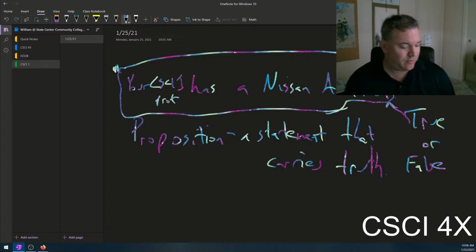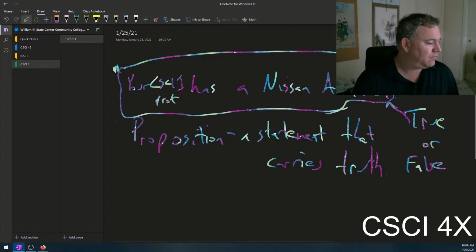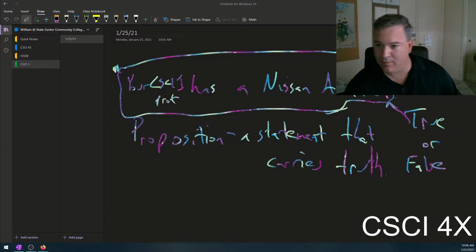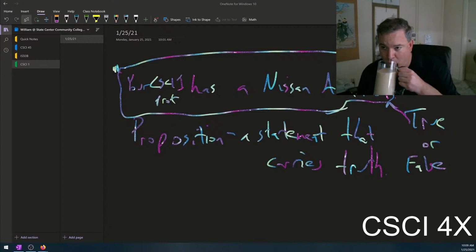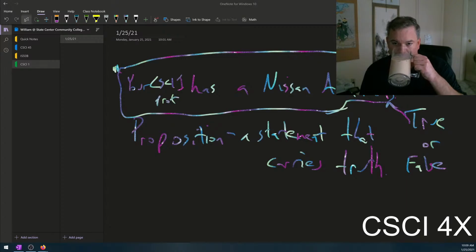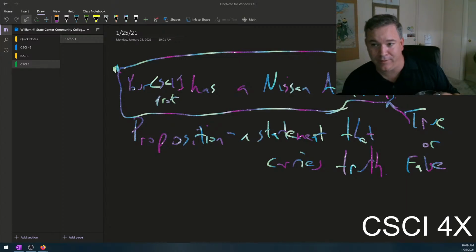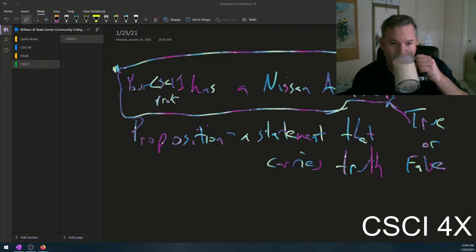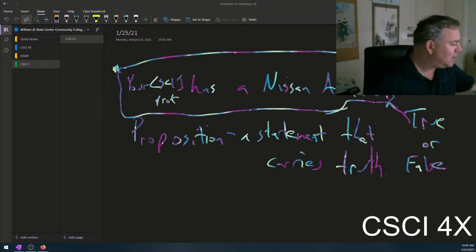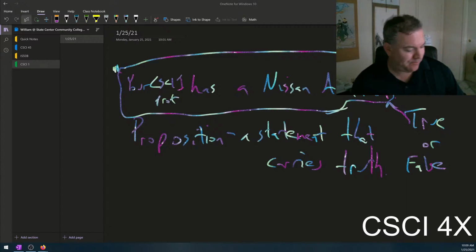So how would you guys think about going about determining if this statement were to be true or false? How would you assess the truth of this statement? What do you guys think? You've never met me. You currently don't know the truth value. How would you assess it? You can guess. Like, why would he mention a Nissan Altima if he doesn't have one? I don't know. Checking the DMV records. You can ask me. Yeah.